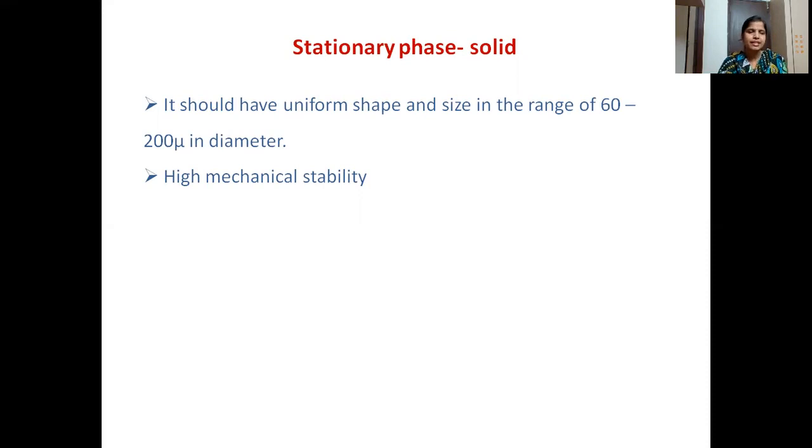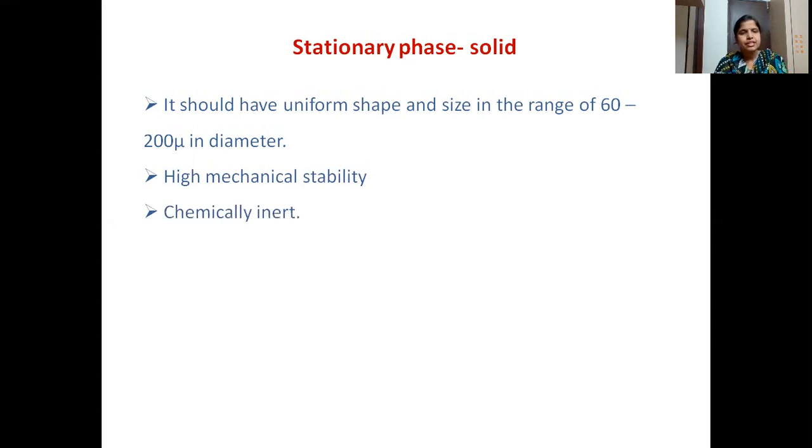What is mechanical stability? The stationary phase that we select, we have to fill in the column. After that, we load the sample, and then we have to add the mobile phase also. So it should be stable. It should not get dissociated when the mobile phase is run down through the column. So whatever stationary phase we select should have high mechanical stability.